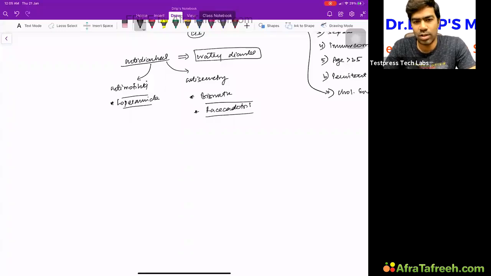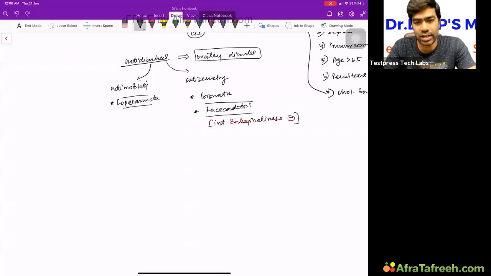That is racecadotril. So usually they will ask you the mechanism of how racecadotril works, how it becomes an anti-secretory agent. It's not anti-motility, but more of an anti-secretory agent. So we can write it as an intestinal enkephalinase inhibitor. That's something they might ask in the exam.